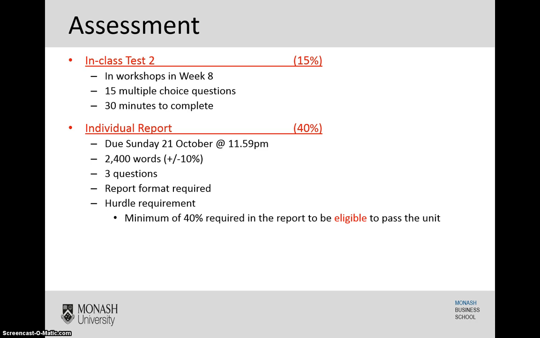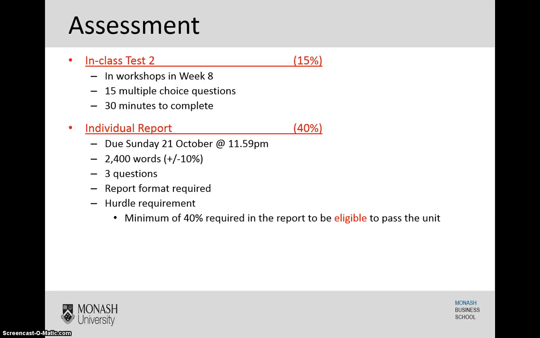The 4th assessment is the second in-class test, this time held in week 8 and worth 15%. There are 15 multiple choice questions for this quiz, and you are given 30 minutes to complete it. Finally, we have the big one, the individual report, which is worth 40% of your mark for this unit. It's due on Sunday the 21st of October at midnight, so it needs to be submitted before the end of that Sunday, which is the Sunday of week 12. So you literally have the entire semester to complete it.